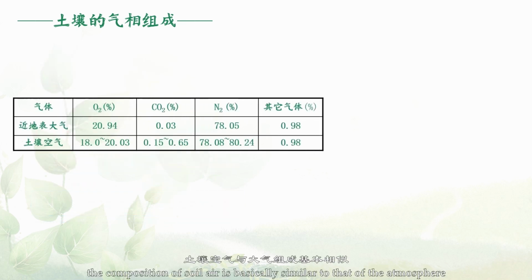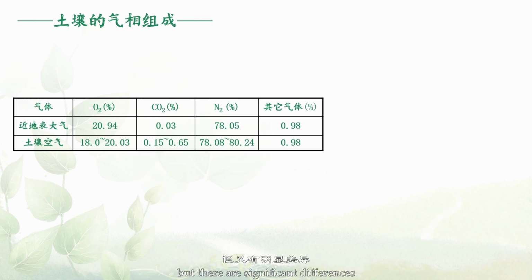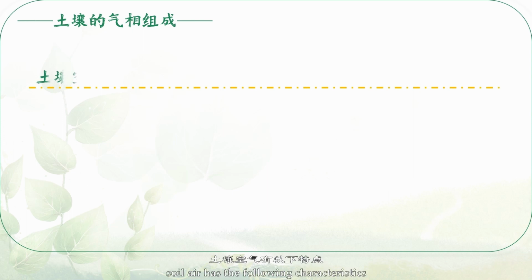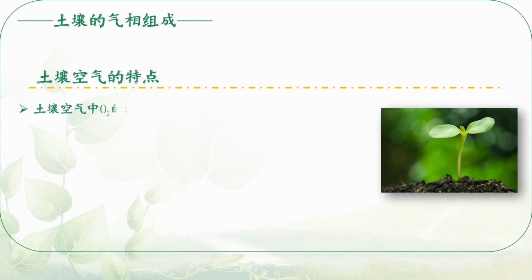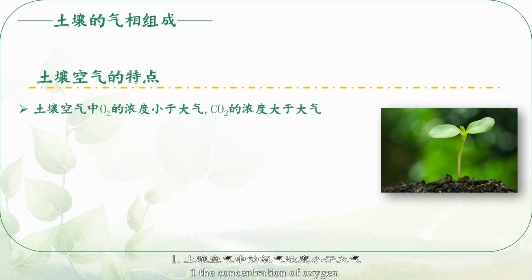The composition of soil air is basically similar to that of the atmosphere, but there are significant differences. Compared with the atmosphere, soil air has the following characteristics. 1. The concentration of oxygen in soil air is less than that of the atmosphere, and the concentration of carbon dioxide is greater than that of the atmosphere.